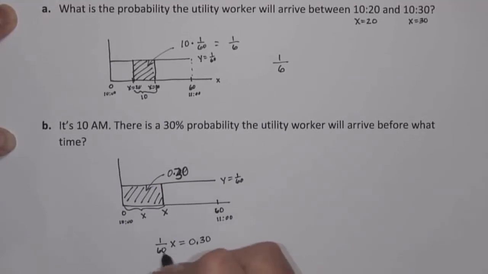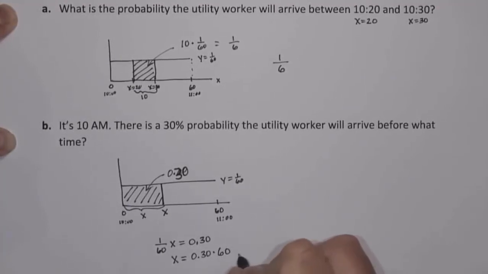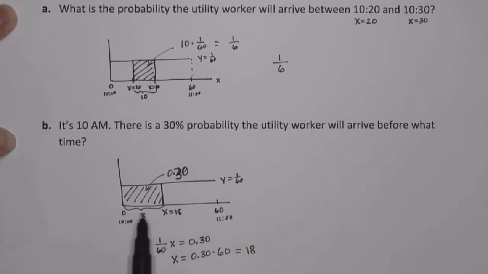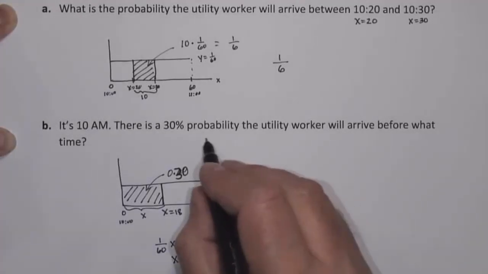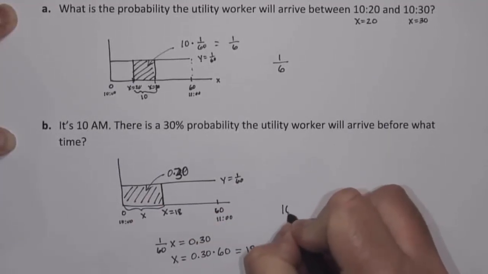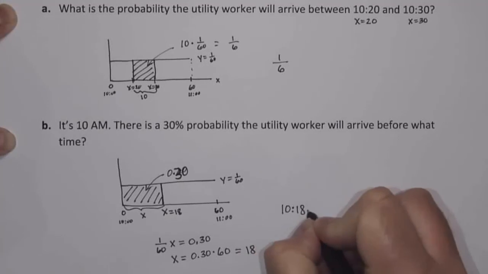Okay? So we can solve for x by multiplying both sides by 60. If I take 0.30 times 60, that is 18. So this would be where x equals 18. So there's a 30% chance that the utility worker will show up within 18 minutes, or before 18 minutes after 10 o'clock. So the question was before what time? Well, 18 minutes after 10 o'clock would be 10:18 a.m.